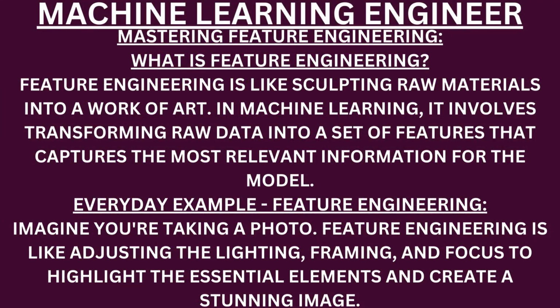What is feature engineering? Feature engineering is like sculpting raw materials into a work of art. In machine learning, it involves transforming raw data into a set of features that captures the most relevant information for the model. Everyday example, feature engineering. Imagine you are taking a photo. Feature engineering is like adjusting the lighting, framing, and focus to highlight the essential elements and create a stunning image.